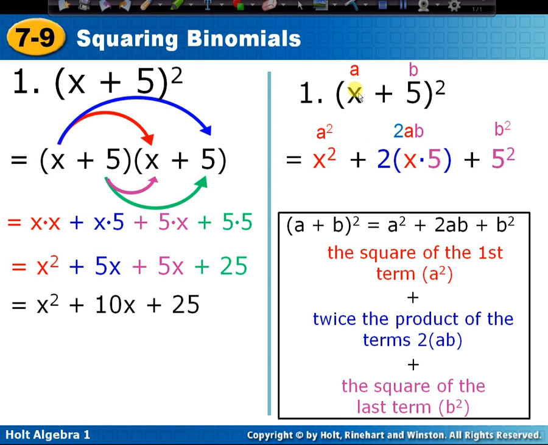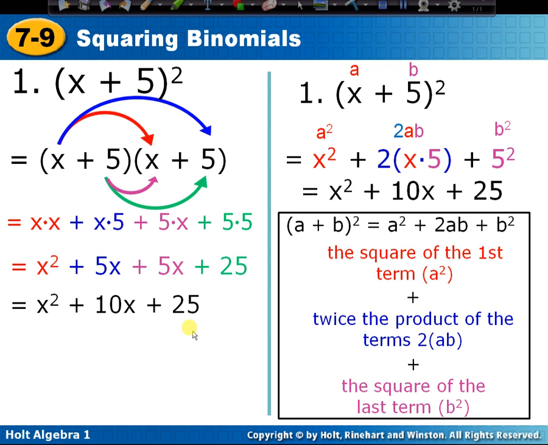So again, just to recap, we take the first term and square it. Then it's always a 2 times the first and last term plus the last term squared. So here all we really have to do is this middle part and then square the 5. So x squared is just that x squared, plus x times 5 is 5x, times 2 is 10x, and then 5 squared is 25. So we end up with x squared plus 10x plus 25.